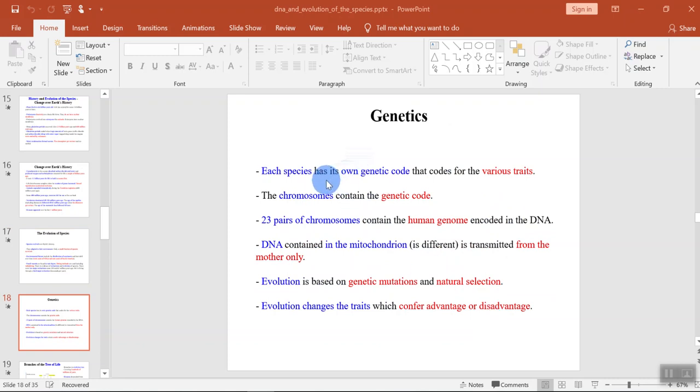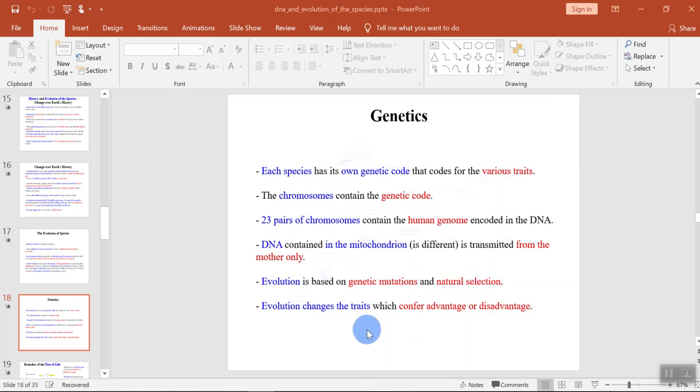So genetics: each species has its own genetic code that codes for the various traits. The chromosomes contain the genetic code. There are 23 pairs of chromosomes that contain the human genome. DNA contained in the mitochondrion, as we mentioned, is different. It's transmitted from the mother only. Evolution is based on genetic mutations, we'll explain, and natural selection.